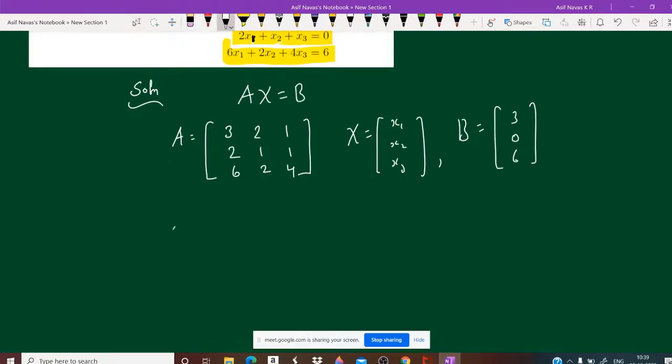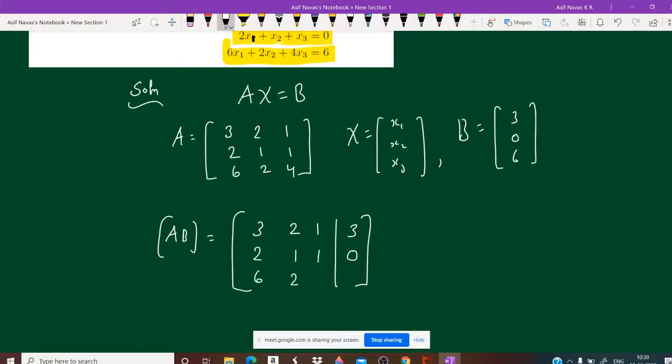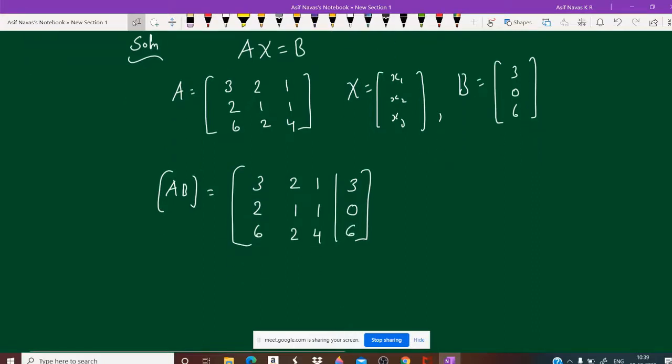What is the augmented matrix [A|B]? The rows are 3, 2, 1 | 3; 1, 1, 0 | 6; 2, 2, 4 | 6. Now you convert it into row echelon form.